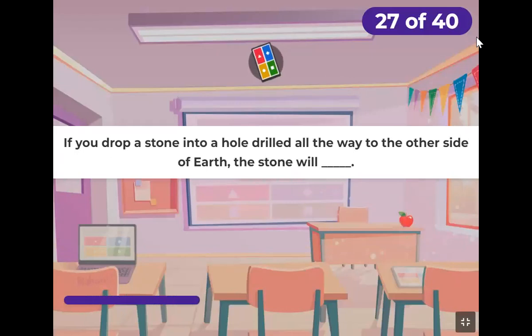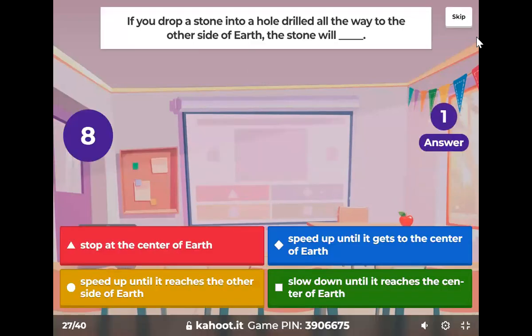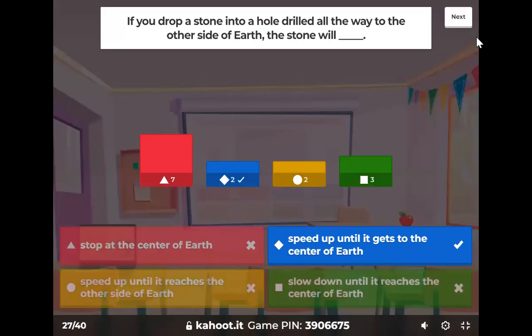If you drop a stone into a hole drilled all the way to the other side of the Earth, the stone will... Right, so yeah, the correct answer of the ones provided is speed up until it gets to the center, right? That's what I'm looking for.